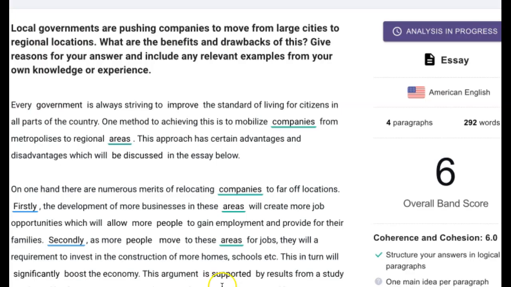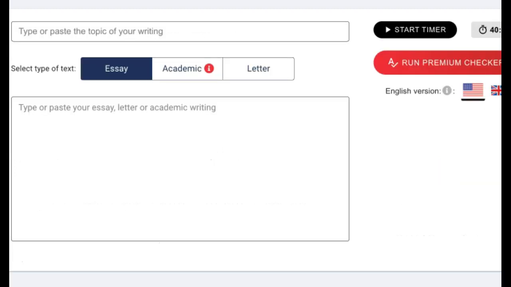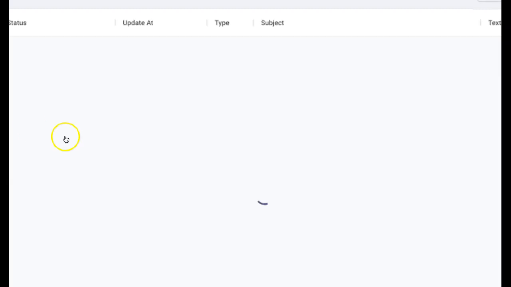So initially on the free checker, it scored it as a 6. However, when we run the premium checker, we measure more data points and we can have more confidence in giving you a more accurate score. So this is just the initial one, and we always are a little bit cautious when we're using this one. So let's just see actually my writings.